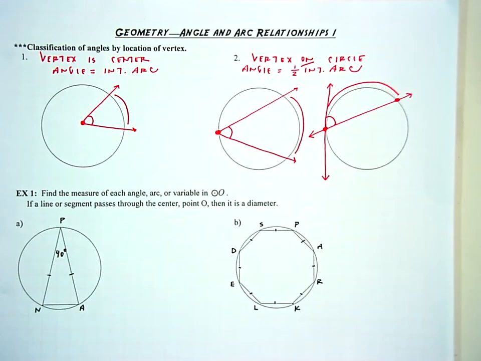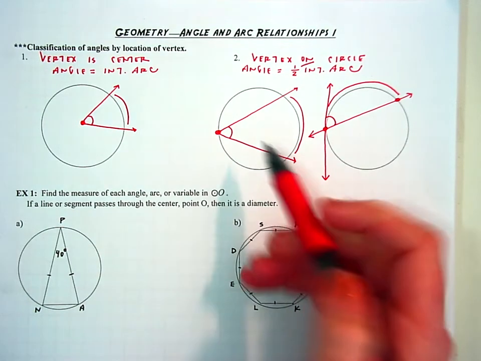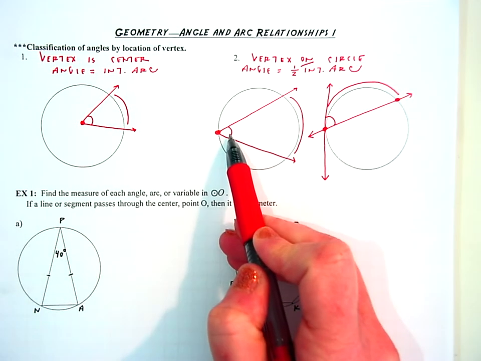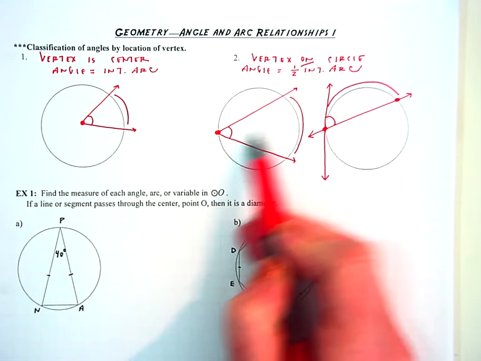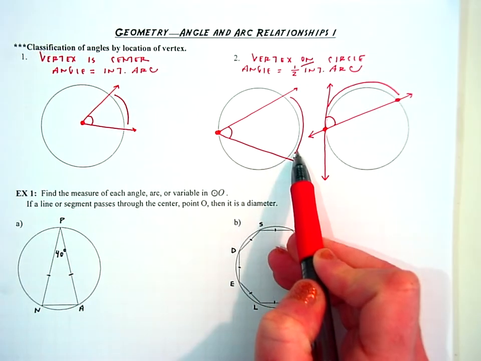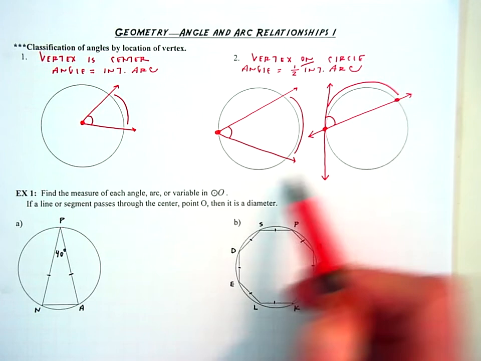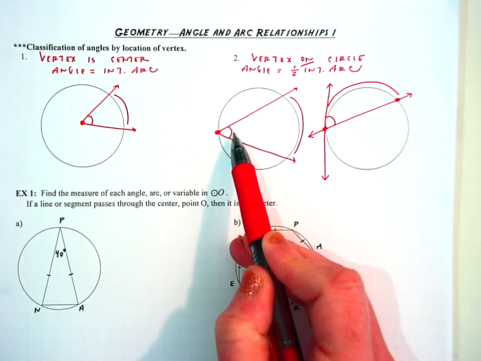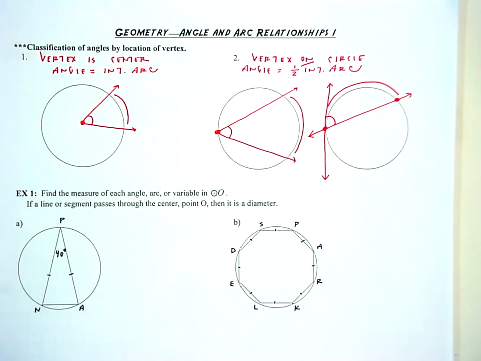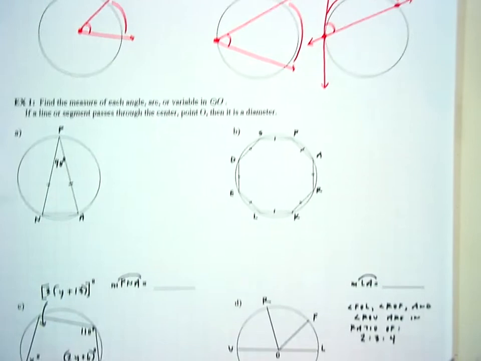I could also say that the intercepted arc will be double the angle measure, 2 times the angle measure. So if this angle right here, let's say that the angle is 20 degrees, the arc here would be 40 degrees. If I made the arc here 100 degrees, the angle right here would be 50 degrees. So here are a few examples on these basic relationships.